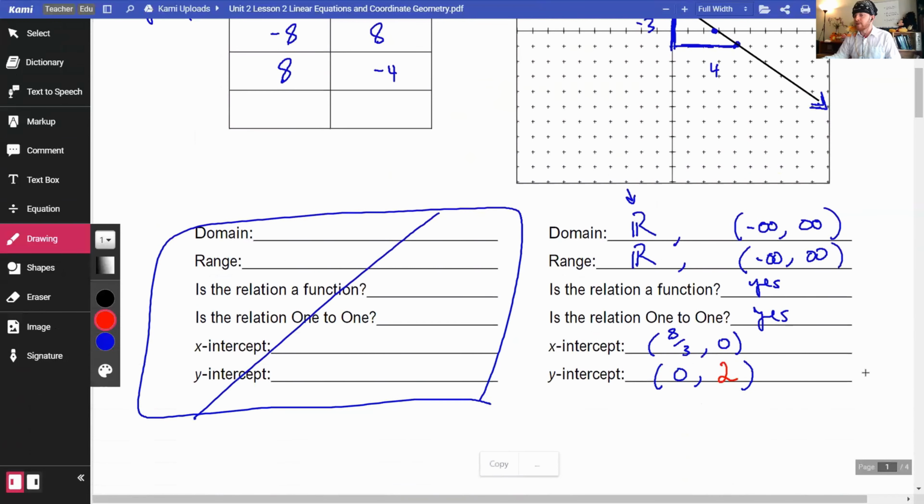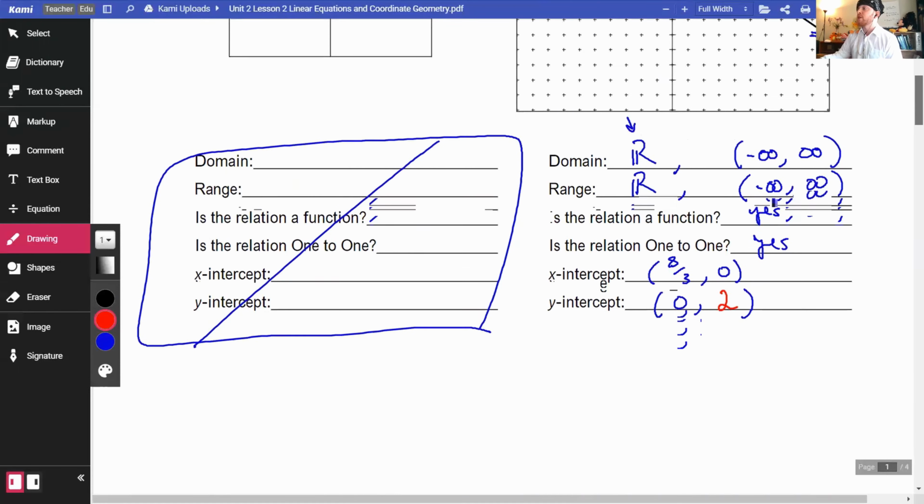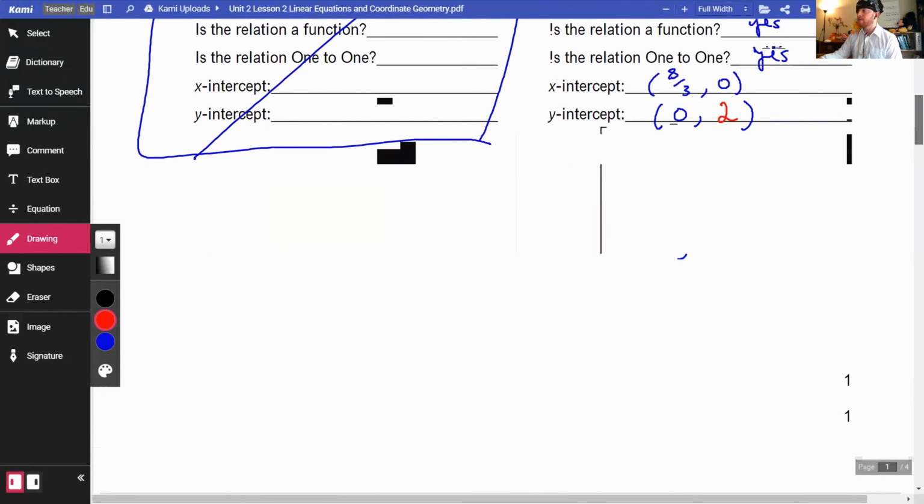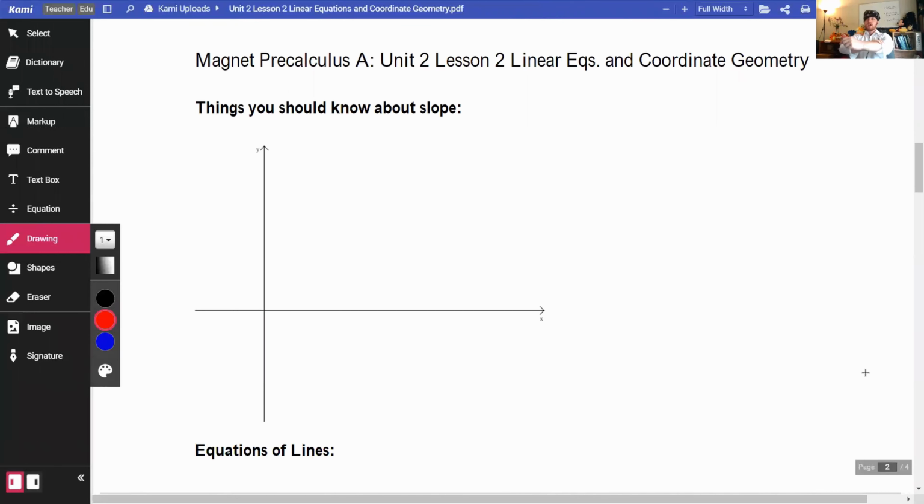Other things we care about. Lines are functions, and not only that, they are 1-to-1 functions. And we can find their x-intercepts and their y-intercepts by plugging in 0 into the respective coordinate within the coordinate pair, x or y. This is geometry. Proceeding. Now we've just talked about slope. Let's get a lot of those ideas down.